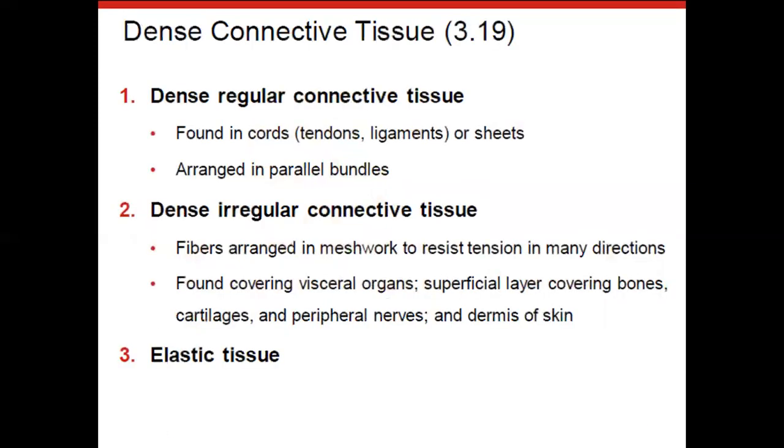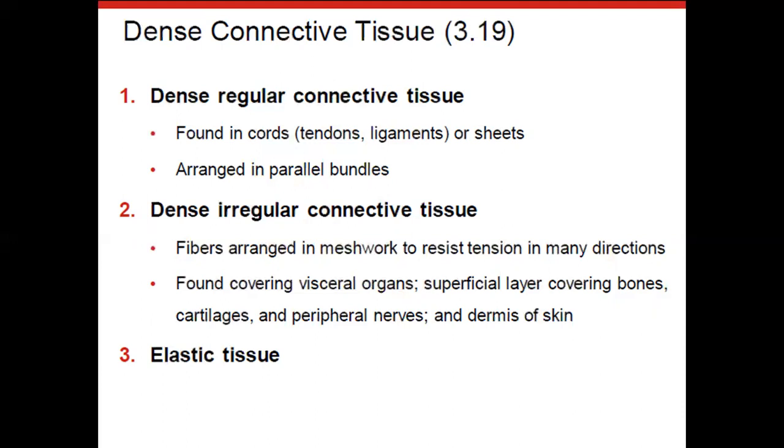Dense connective tissue. So we just finished loose connective tissue. We talked about adipose tissue and areolar connective tissue specifically. Dense connective tissues are made up of dense regular connective tissue, dense irregular connective tissue, and elastic tissue. Dense regular connective tissue is found in tendons and ligaments. Where can you find tendons and ligaments, or what do they attach? Right, muscle to bone, tendons, and bone to bone, ligaments.